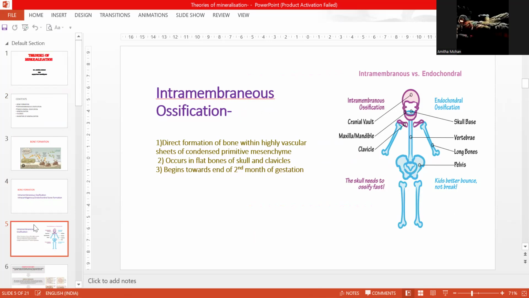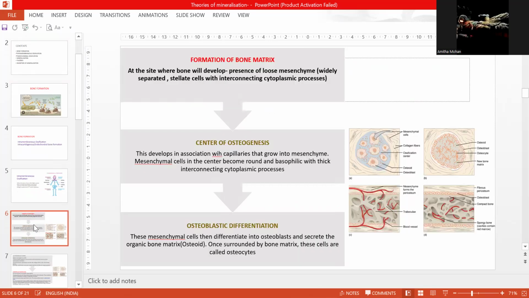The direct formation of bone within highly vascular sheets of condensed primitive mesenchyme is called intramembranous ossification. This occurs in flat bones of the skull and clavicles, and it begins towards the end of the second month of gestation. Now, what happens during the formation of bone matrix?